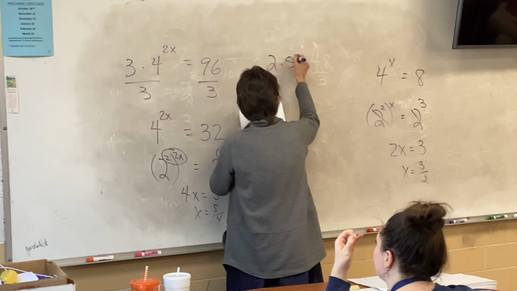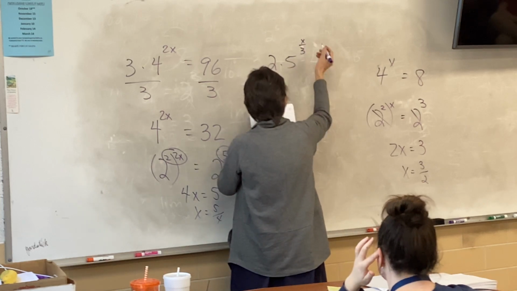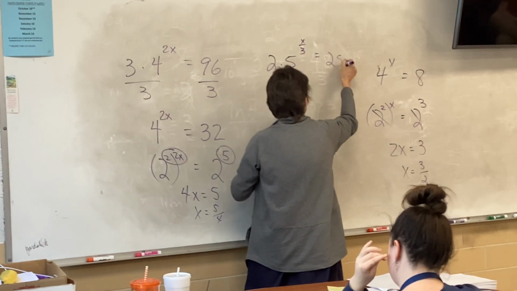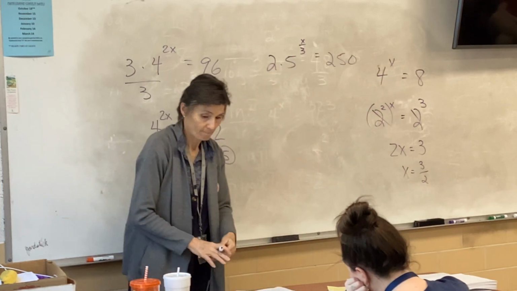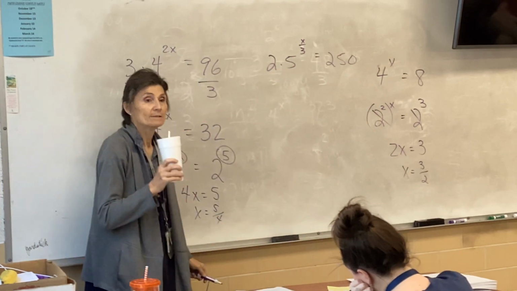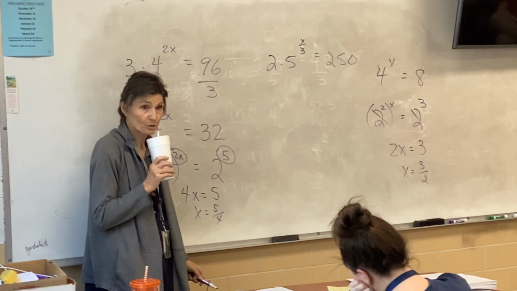2 times 5 to the x over 3 power equals 250. Divide by 2.